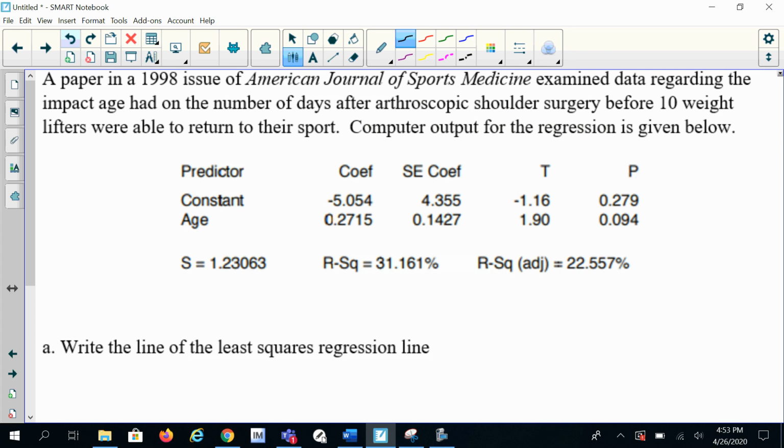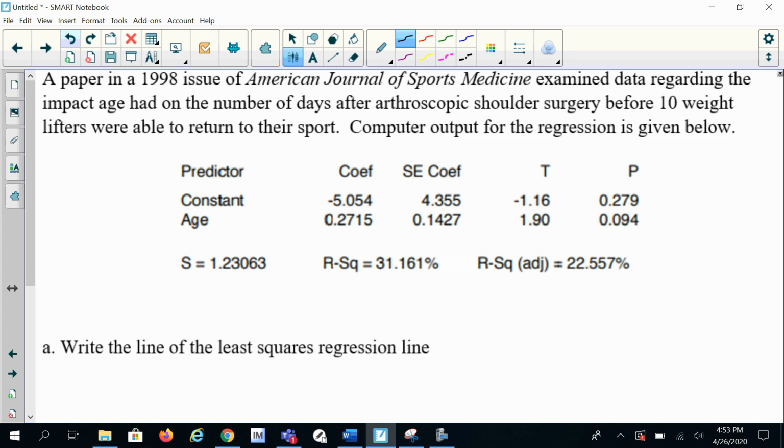I'm going to read. It says a paper in a 1998 issue of American Journal of Sports Medicine examined data regarding the impact age had on a number of days after arthroscopic shoulder surgery before 10 weightlifters were able to return to the sport. So the idea here is, does their age have any relationship with how long the recovery is? Interesting idea.